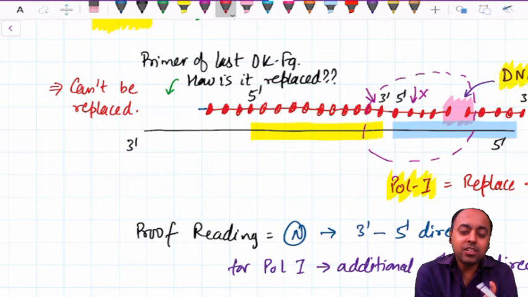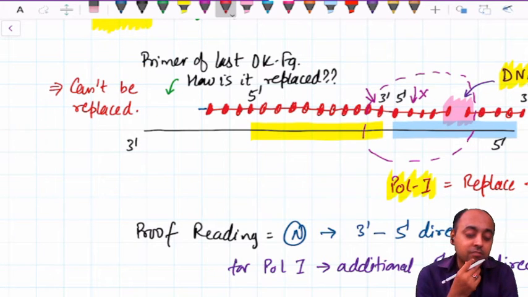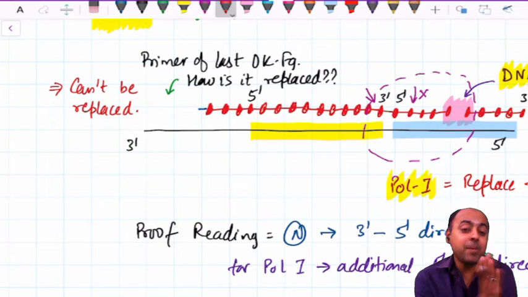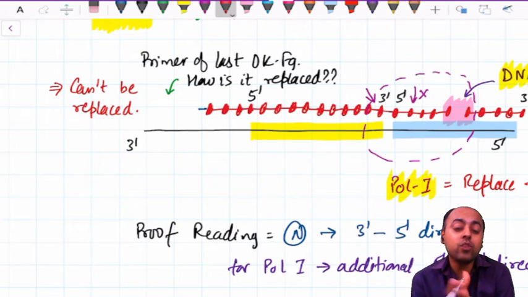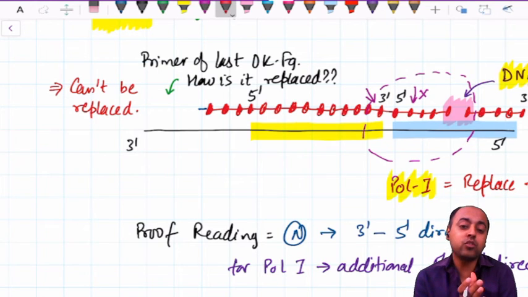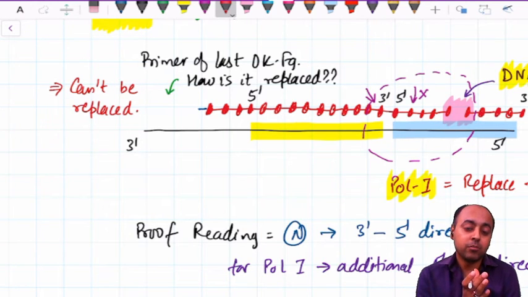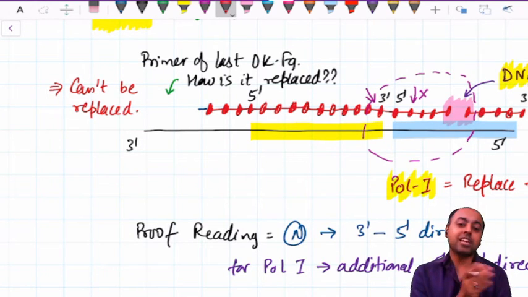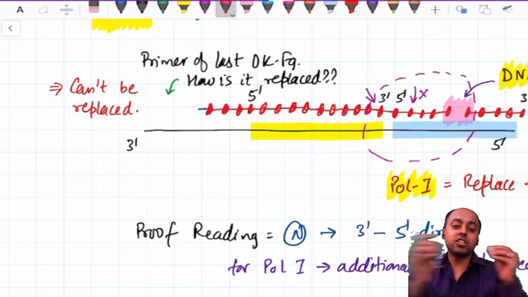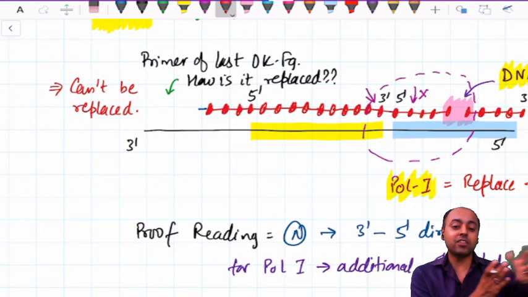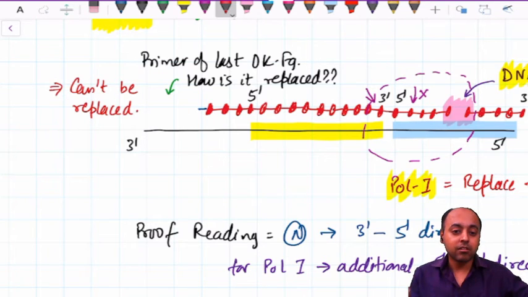If we don't have an Okazaki fragment, which DNA are you going to extend? There is nothing behind it to extend. Where are you going to replace the RNA by? Because DNA polymerase can only extend a pre-existing nucleic acid. There is nothing behind this Okazaki fragment. What are you going to extend? Nothing. And please remember, it cannot be replaced.